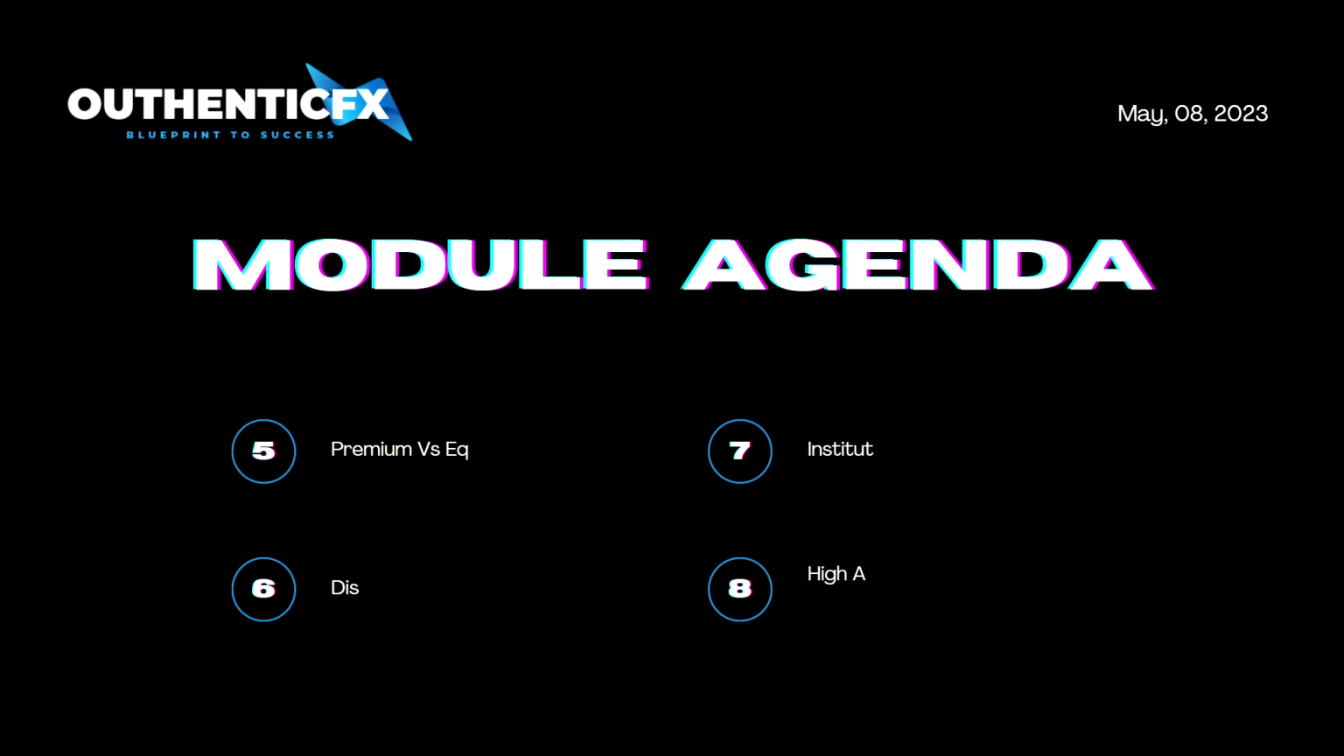Moving forward from Wednesday, we've got Thursday's lesson, which will be on premium versus equilibrium levels in the market. Basically, how to identify them and what they mean and how to trade at these certain levels in the market. Then from there, we're going to have Friday's lesson, which will be discounted versus equilibrium levels, which is a very interesting and key topic when it comes to this module.